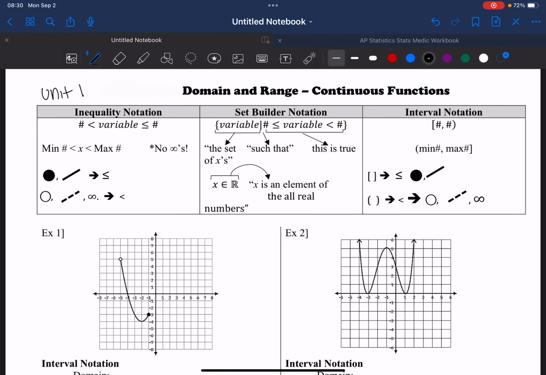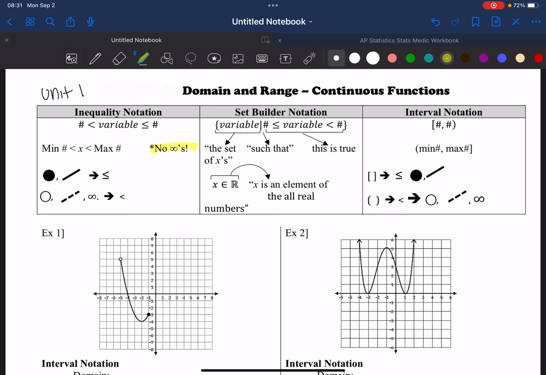This is Domain and Range Continuous Function Notes for Unit 1, Advanced Algebra 2. We're going to talk about 3 different notations. We have inequality notation. That's where we have our minimum number, an inequality, our x or y value, another inequality, and then our max number. Notice here it says no infinities.